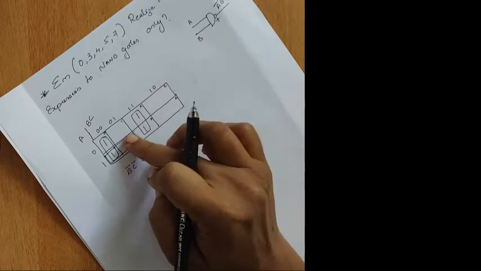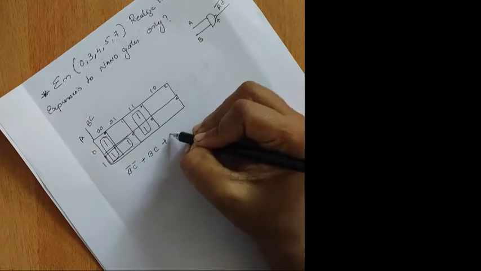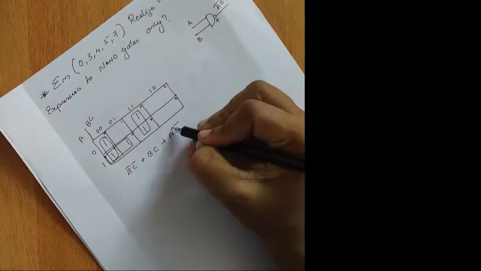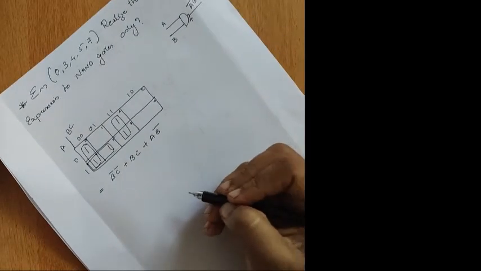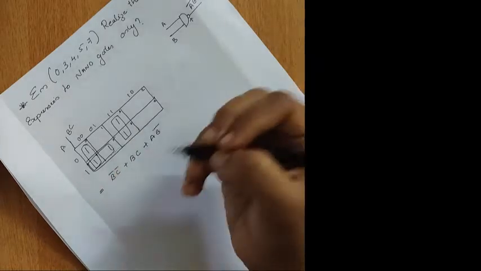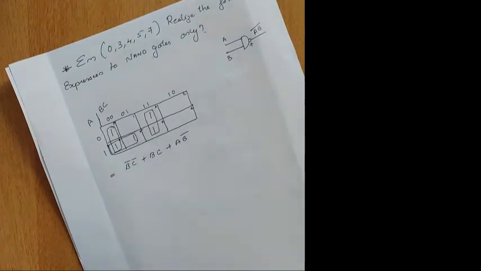Okay. So I'm going for these two grouping. I will get A, B bar. A, B bar. This is the expression that I am getting after completing the K-map. Now my aim is to convert this to a NAND gate.